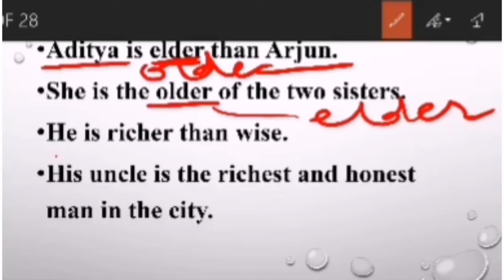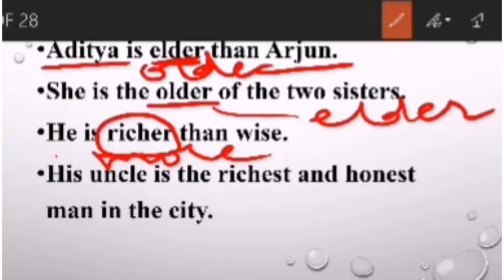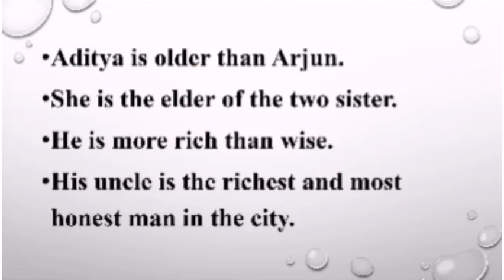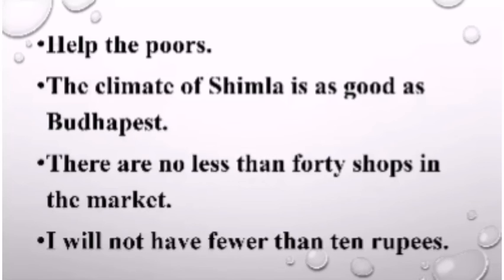Okay. He is richer than wise. Just now we have done more rich than wise. His uncle is the richest and honest man in the city. His uncle is the richest and most honest. Okay, let's have the right answers. Aditya is older than Arjun. She is the elder of the two sisters. He is more rich than wise. His uncle is the richest and most honest man in the city.